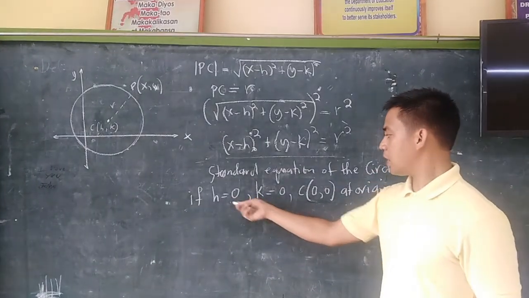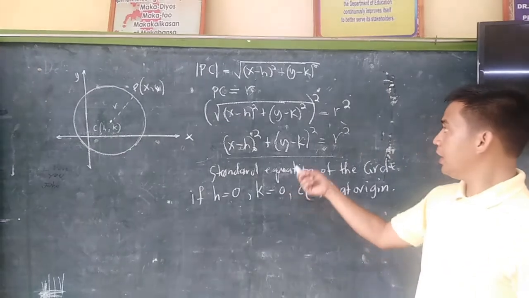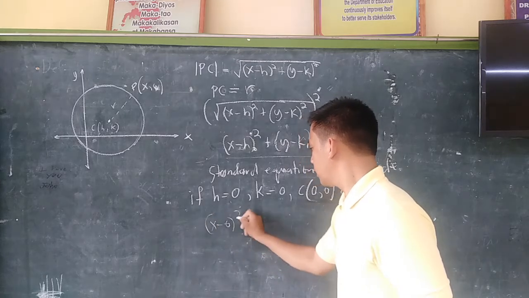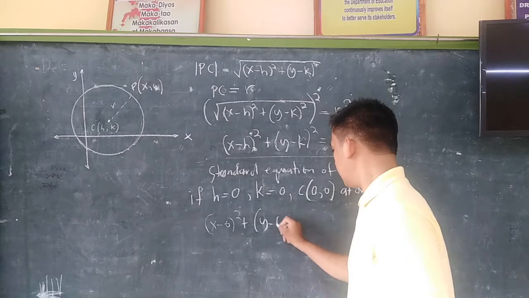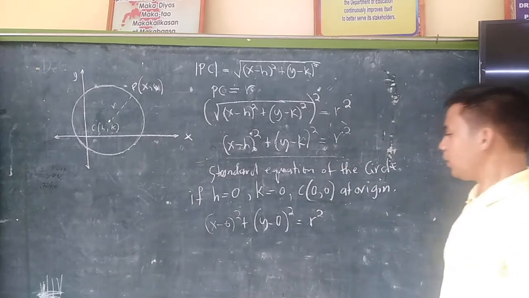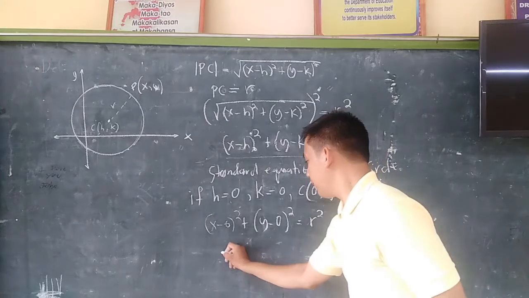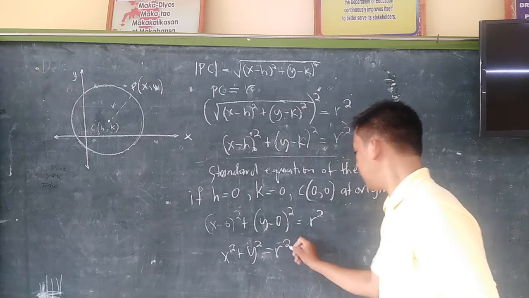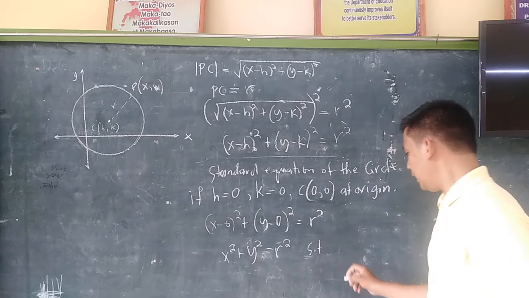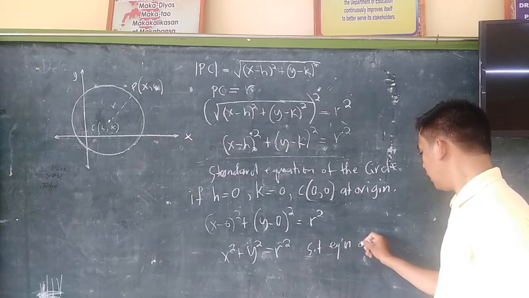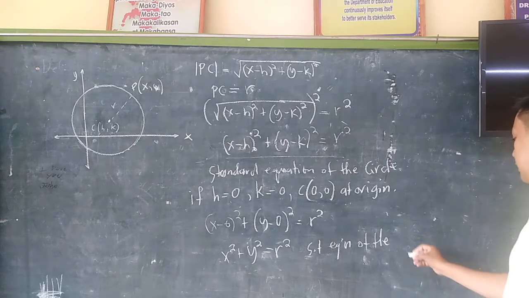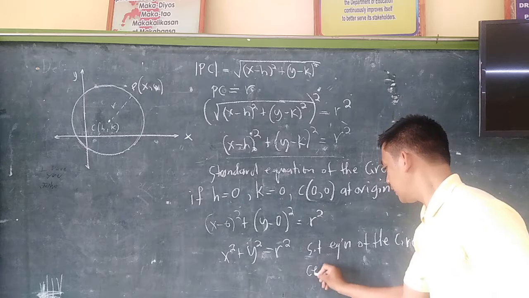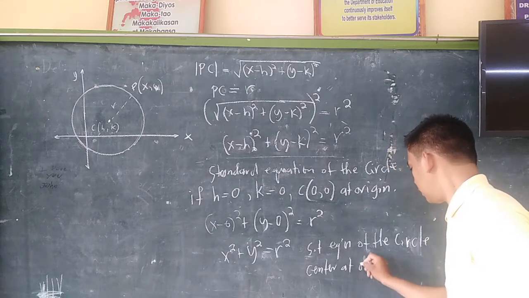So, kung ang atong h is equal to 0 and atong k is equal to 0, then we can have this one, x minus 0. Klaro kayo nga ang atong equation sa circle, we have x squared plus y squared is equal to r squared. This is the standard equation of the circle with the center at origin.